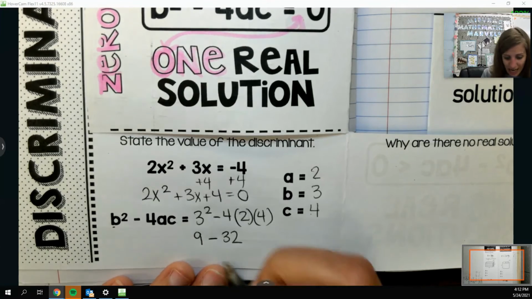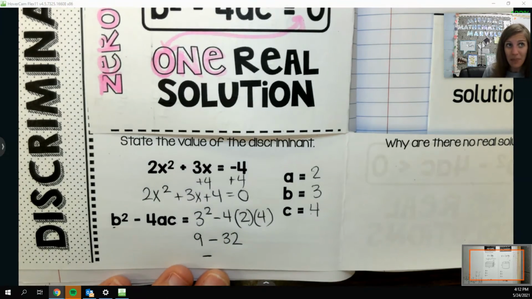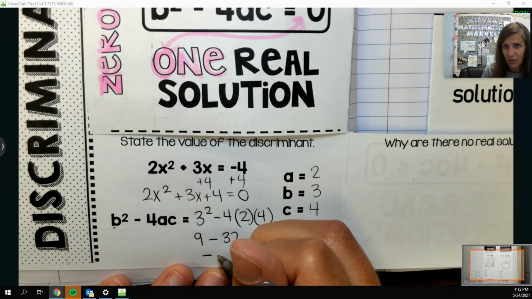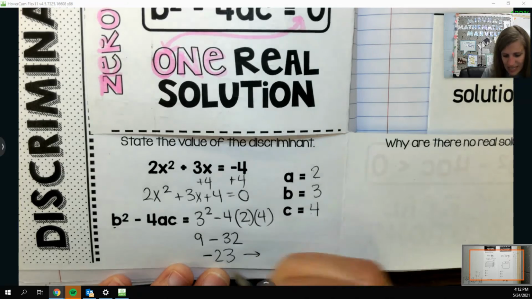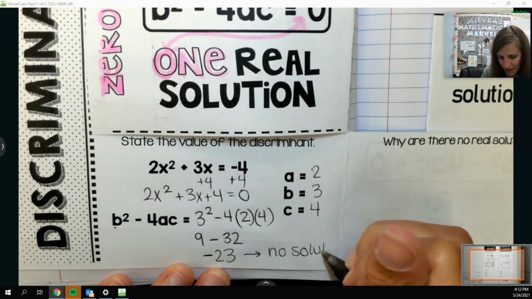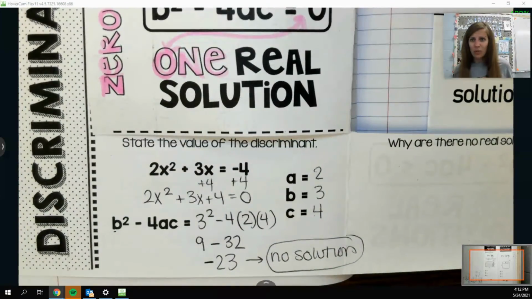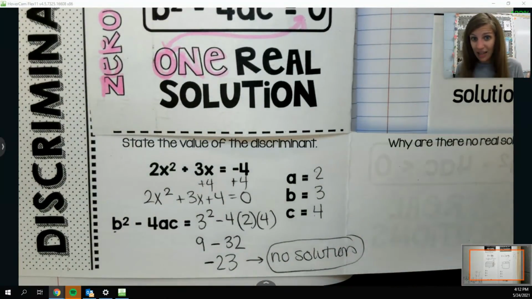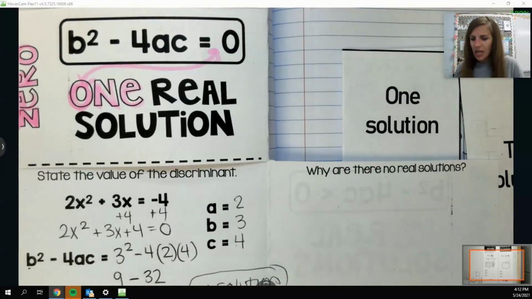And then when I subtract, I'm definitely going to get a negative number here. Like 9 minus 32 is negative something. 23. Yeah, negative 23. But it kind of doesn't matter because if it's a negative number, that means I have no solution. And so I wouldn't then go do the rest of my quadratic formula because why? Like this just is not going to have any solutions at all.